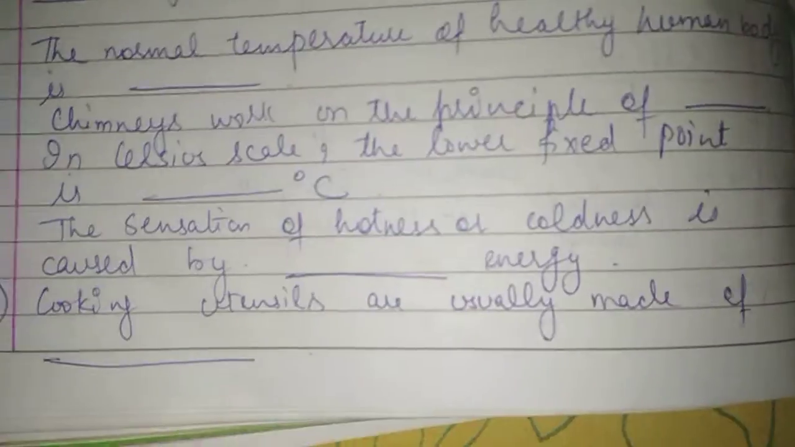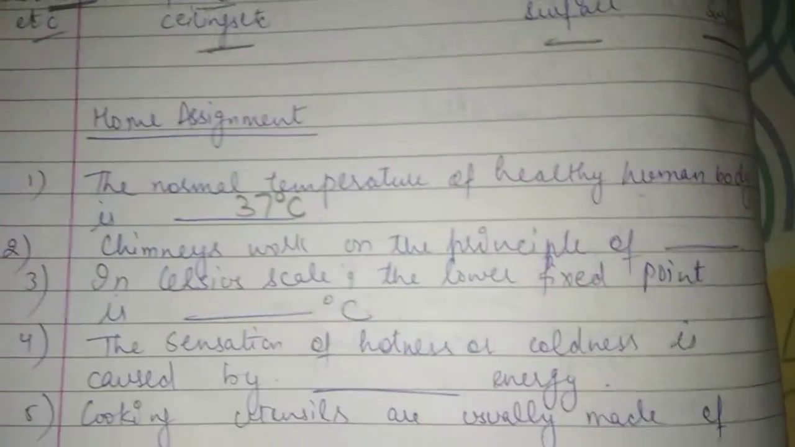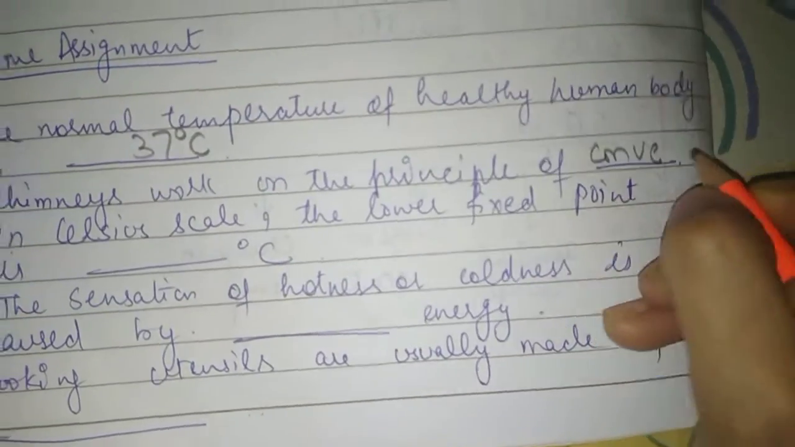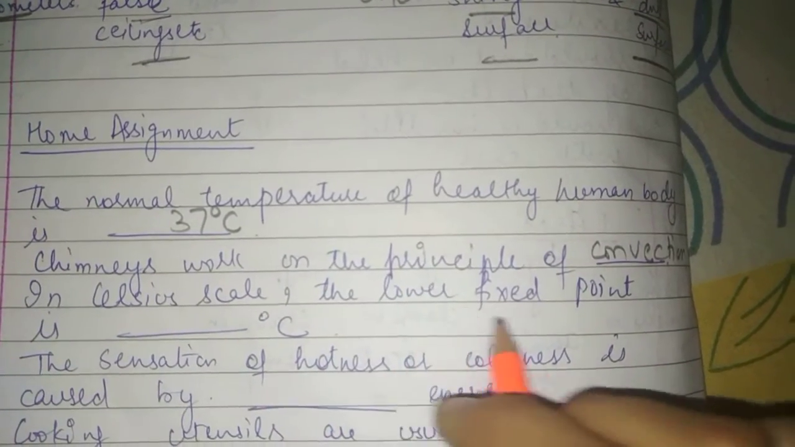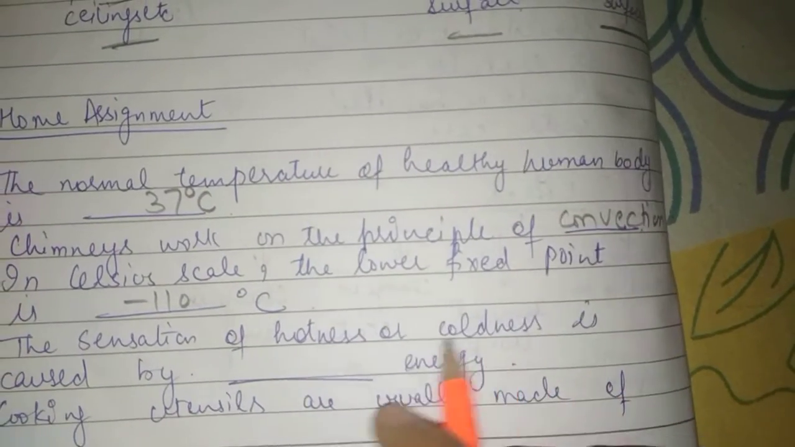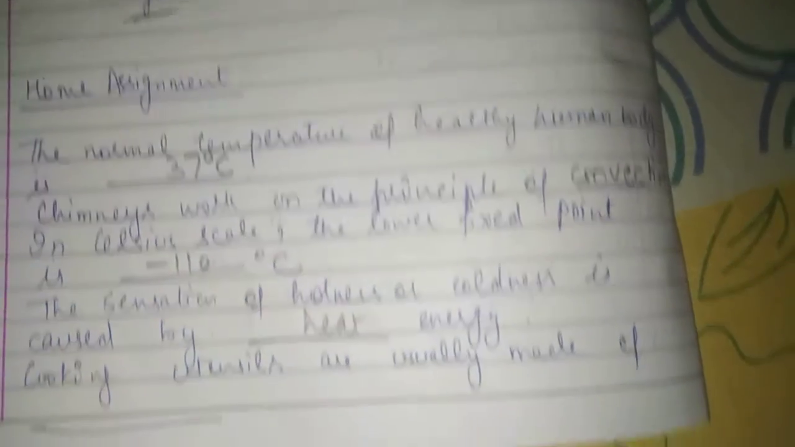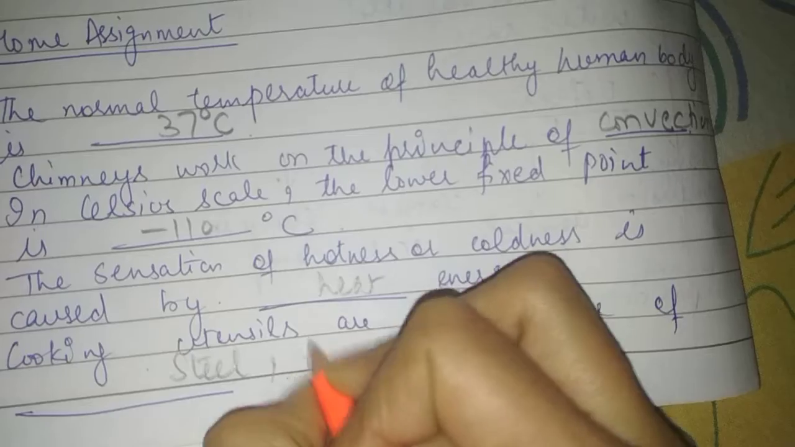And see, the fill-in-the-blanks are there, we will discuss these also. The normal temperature of the healthy human body is 37 degrees Celsius. Chimneys work on the principle of convection. In degrees Celsius, the lower fixed point is minus 110 degrees Celsius. The sensation of hotness and coldness is caused by heat energy. Cooking utensils are usually made up of steel, aluminium, etc.